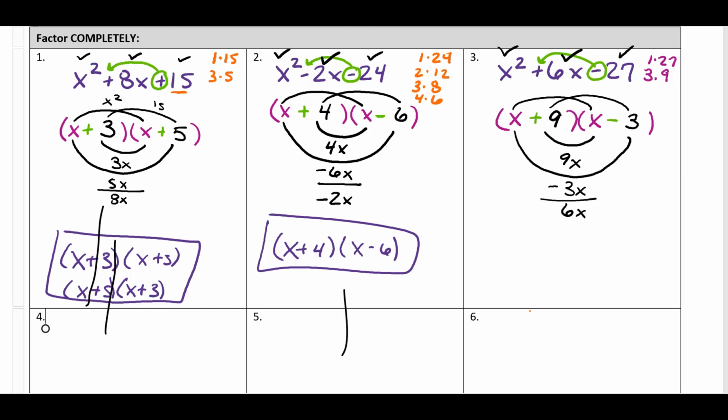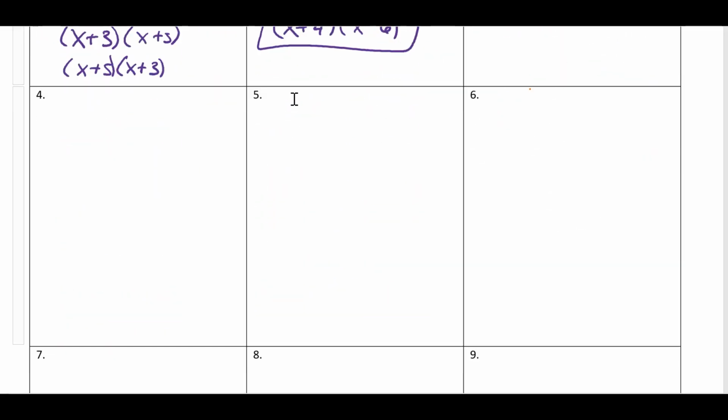So what I want you to do now is try the next 2 problems. Number 4 is going to be x squared minus 5x plus 6. And number 5 is going to be x squared minus 5x minus 6. Now, these may look the same, but they are not. Their signs are not the same. So go ahead and pause the video, factor both of these, and when you're ready to go over them, turn the video back on.